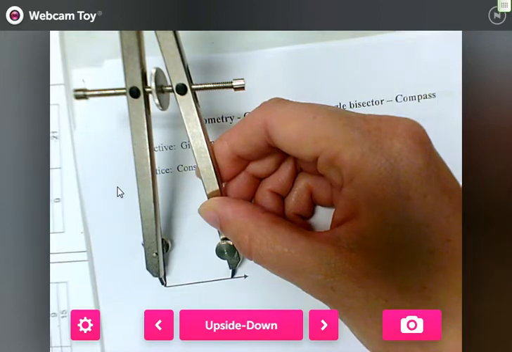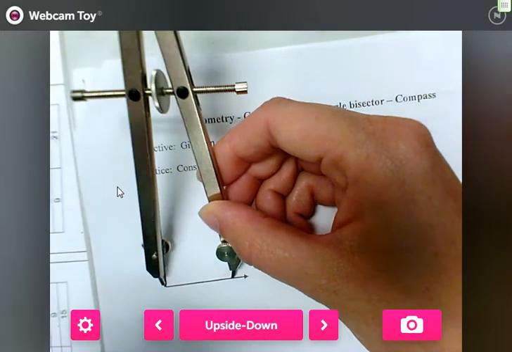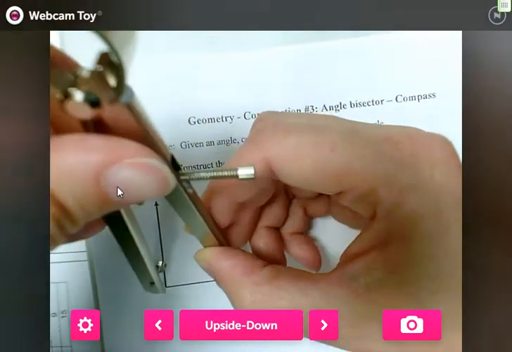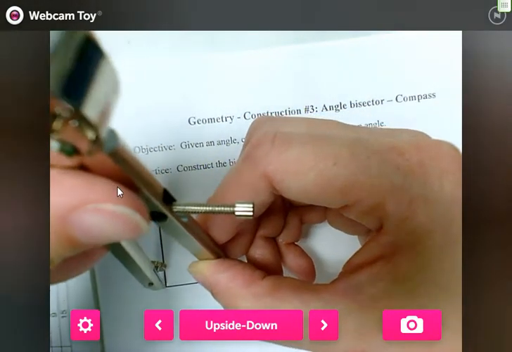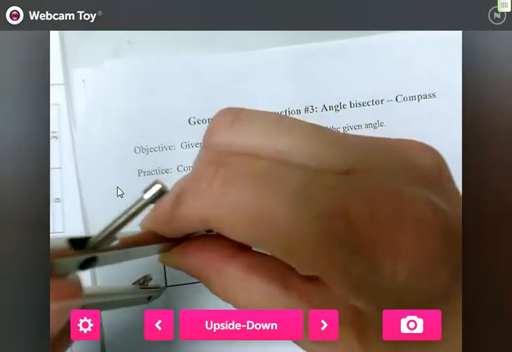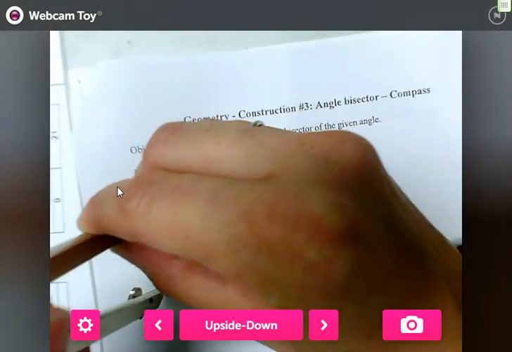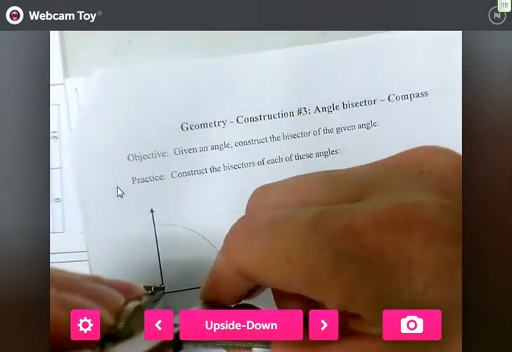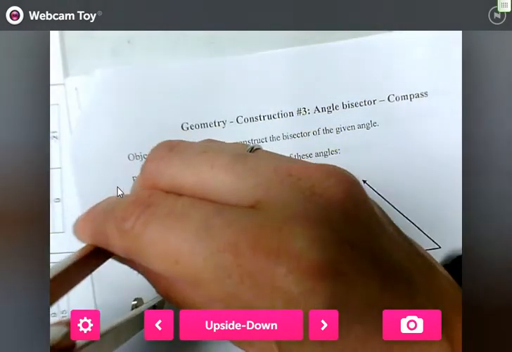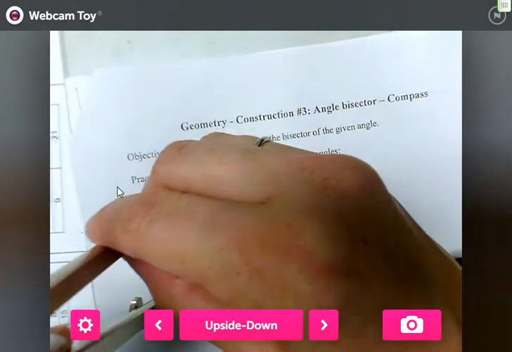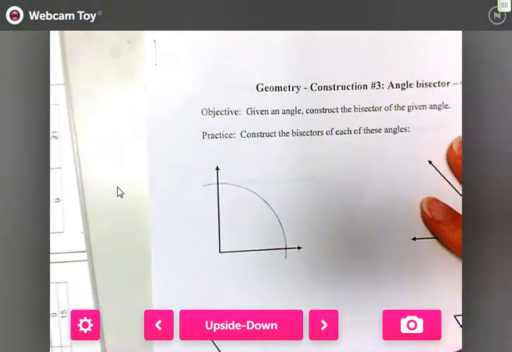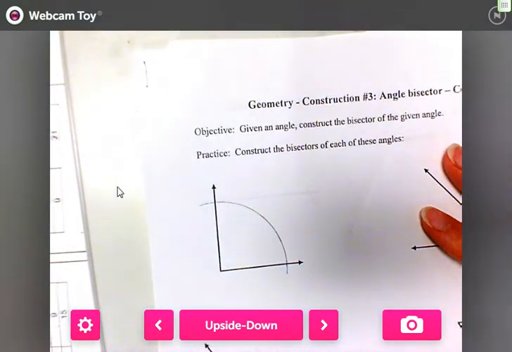Pointy end on my vertex, and I'm going to make sure that my compass is smaller than my ray. And then, pushing on the pointy end, I'm going to make a nice arc. Make sure it intersects both the bottom and the side ray. Good?